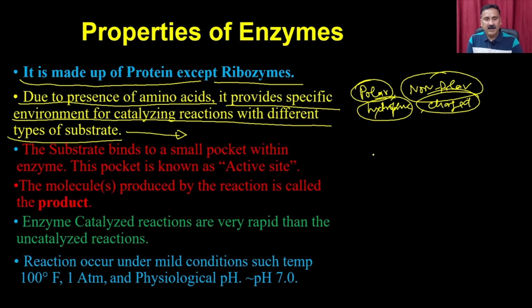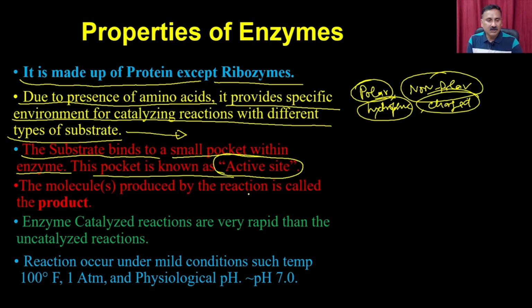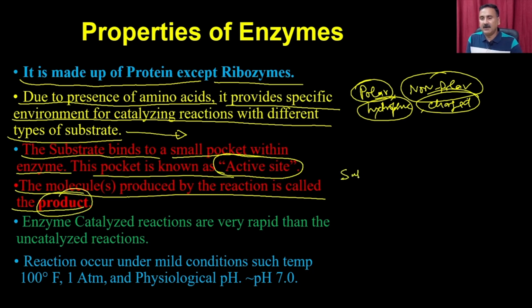The enzyme has a small area where it binds the substrate, and this area is called the active site. So the substrate binds to a small pocket within the enzyme, and this pocket is known as the active site. The molecule produced by the enzymatic reaction is called the product, which means the substrate is converted into the product. The enzyme interacts with the substrate, does rearrangements, breaks bonds, and forms bonds, and that is how it produces the products.